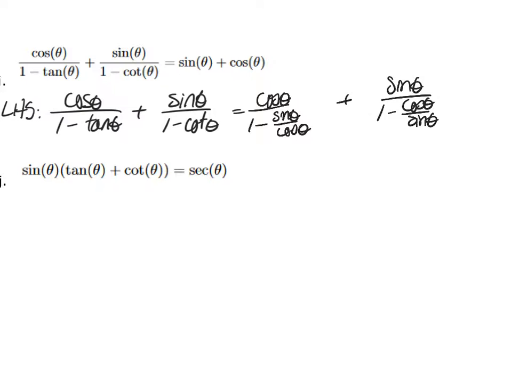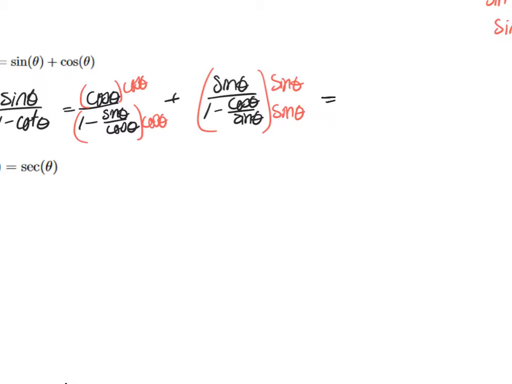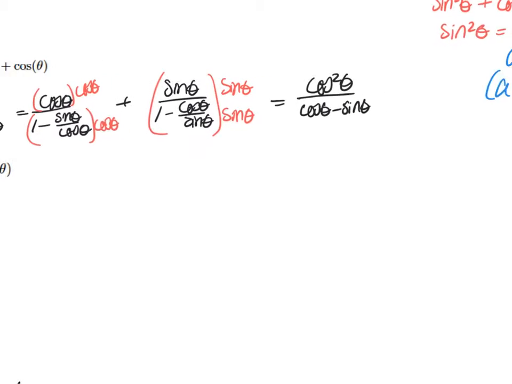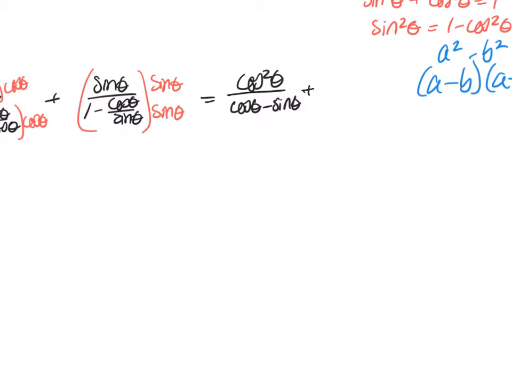The first fraction, the lowest common denominator, is cosine. So I'm going to multiply the numerator and denominator by cosine and distribute through. The second fraction, the lowest common denominator, is sine. So I'm going to multiply by sine theta and distribute through. My first fraction becomes the cosine squared theta. In my denominator, I have the cosine of theta minus the sine of theta. My second grouping, I'm going to get plus the sine of theta in the numerator, and in the denominator, I'm going to get the sine of theta minus the cosine of theta.